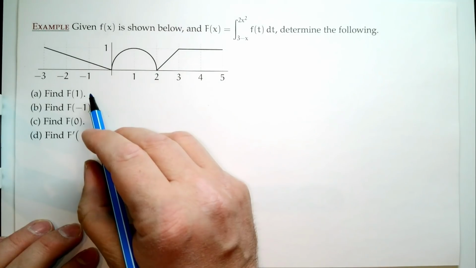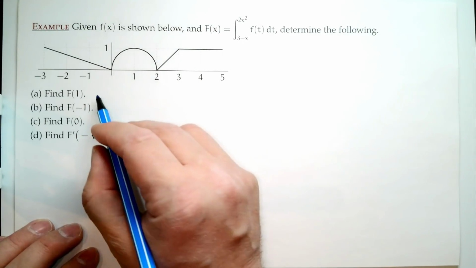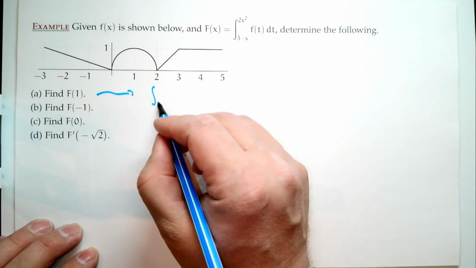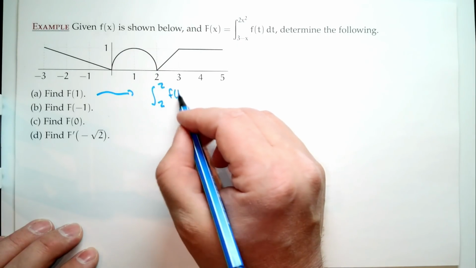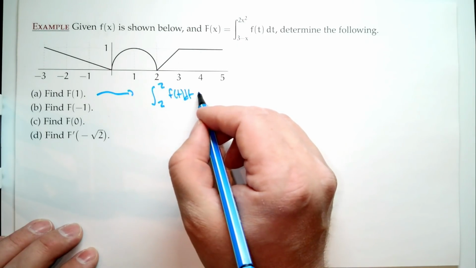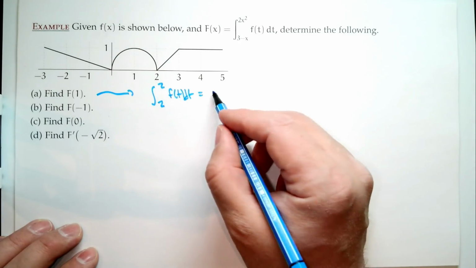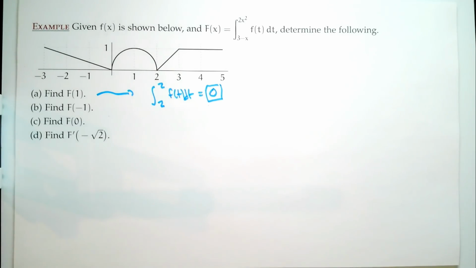We want to find capital F of 1. So we plug 1 into capital F. So according to this, we're going to do the integral from 3 minus 1, which is 2, up to 2 times 1 squared, which is 2, of f of t dt. Now this turns out to be a really easy integral, because whenever your upper and lower bounds match, the answer is 0. There's basically one way to think about it intuitively: there's no area.